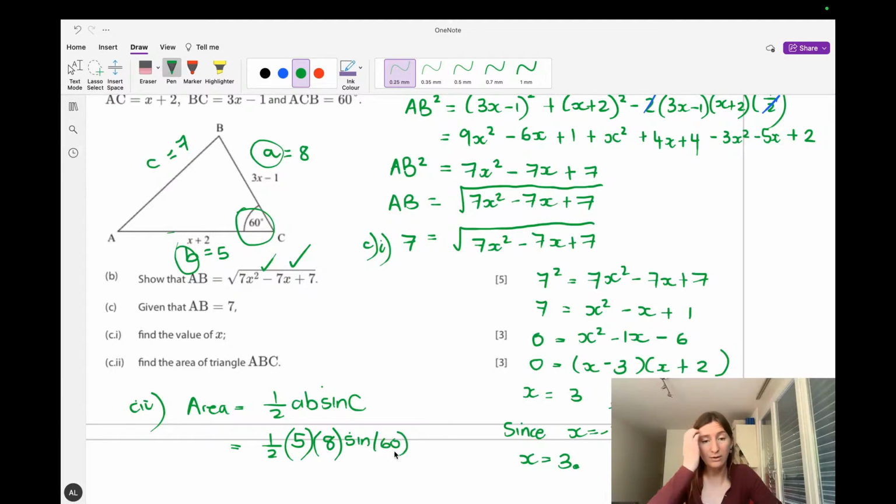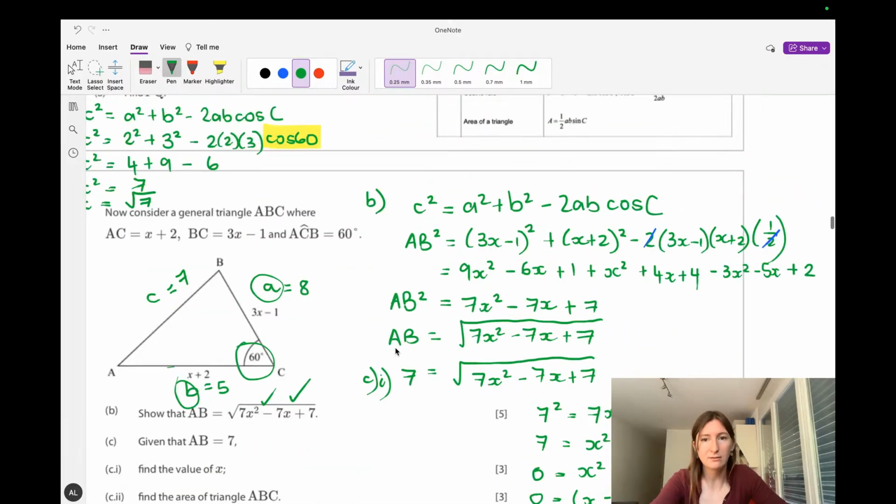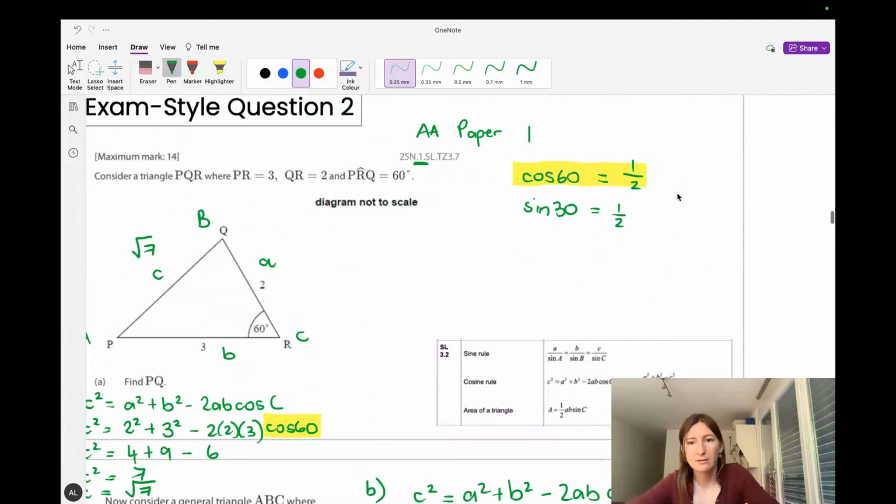Sine of 60, another one that you need to know off the top of your head. I can write it up here. So that's right, let's do this. Sine of 60 and cos of 30 is root 3 over 2.